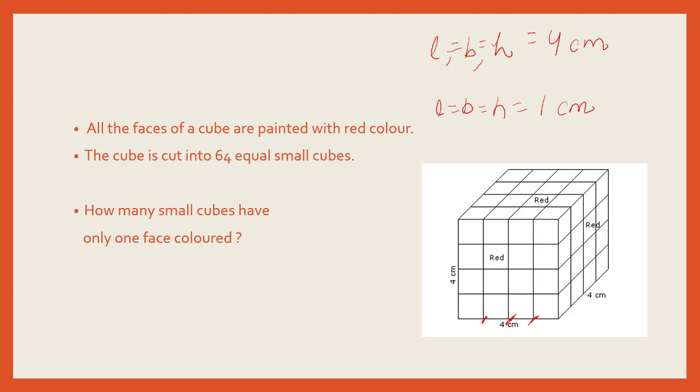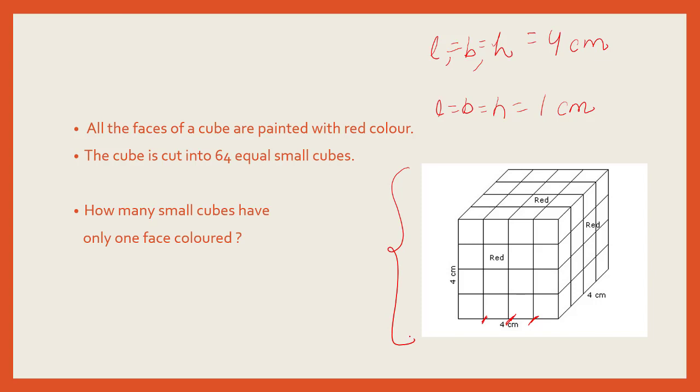Now our question was, and this bigger cube has been painted with red color and it has been cut into 64 smaller cubes, and we have not dispersed those cubes. It has been kept as a stack of 64 smaller cubes together. Okay, so all those 64 cubes have been stacked like this to give a shape of a bigger cube of 4 centimeter each side. Okay. Now first question was, how many small cubes have only one face color?